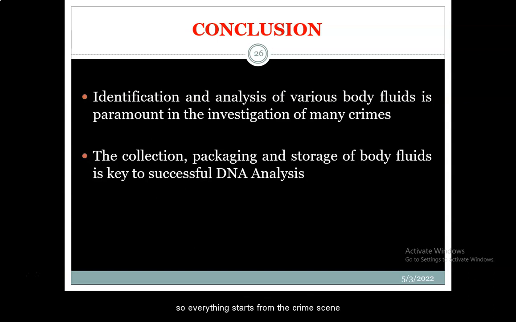So everything starts from the crime scene. Collect your evidence well, package it well, and store it well. When you transport it to the forensic lab and the analyst is not ready to work on it, he or she will also store it at the appropriate temperatures for serology and DNA analysis.